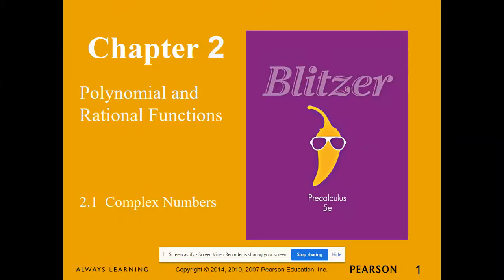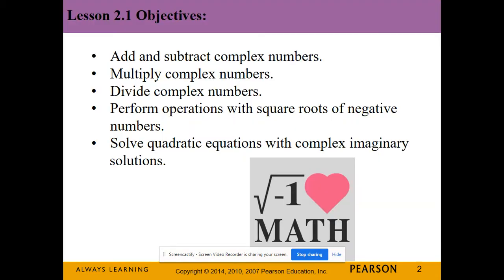Welcome to lesson 2.1. In this lesson, we're going to talk about complex numbers, specifically imaginary numbers, and how to do operations with them and how they're useful when we're solving quadratic equations. Let's take a look at the objectives. First, we're going to add and subtract complex numbers, then we're going to multiply them, we're going to divide, then we're going to perform operations with square roots of negative numbers, and then solve quadratic equations.